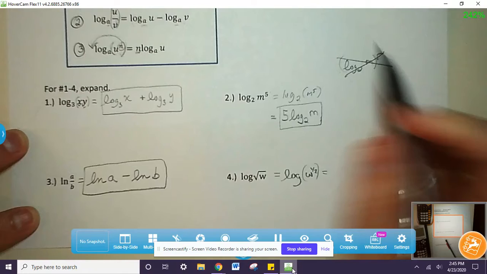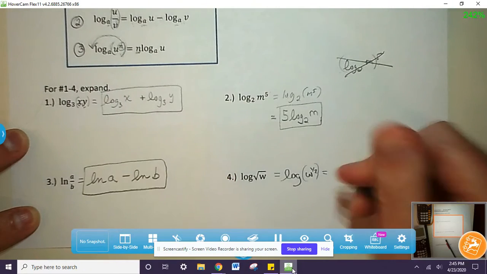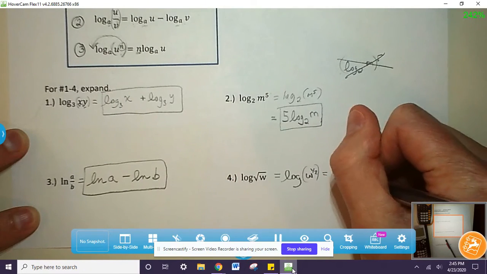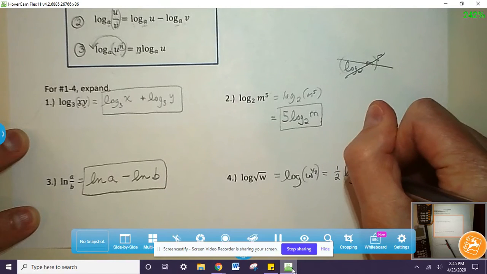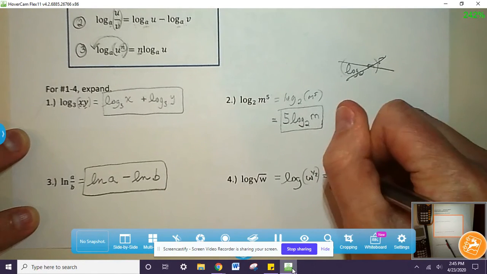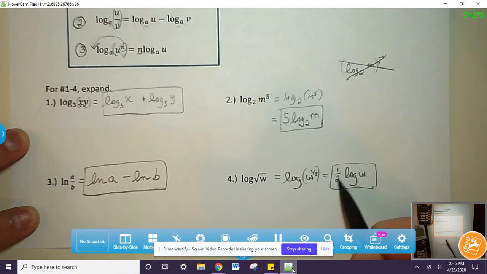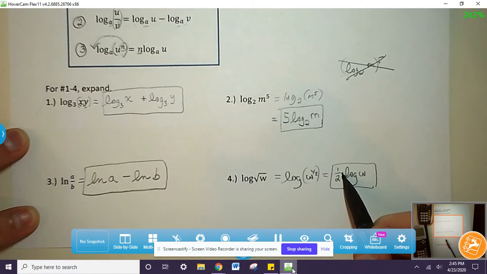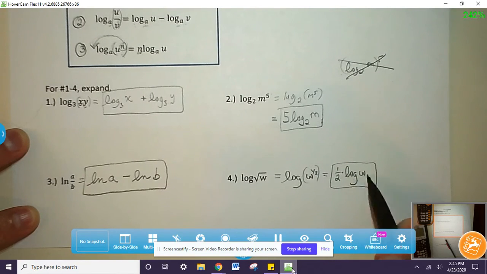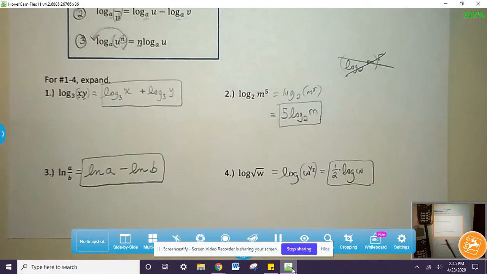So we can apply rule 3. We can take that 1/2, swing it around to the front. It becomes the same size as log, and it becomes a factor. It's no longer an exponent. So now it's 1/2 times, you can put a dot there if you want, but you don't need to. So it's 1/2 times the log of w, and that's considered expanded.